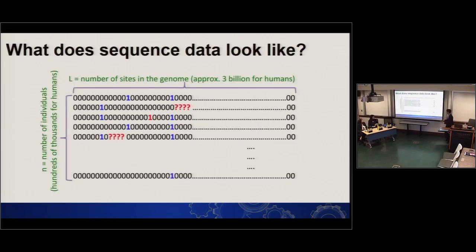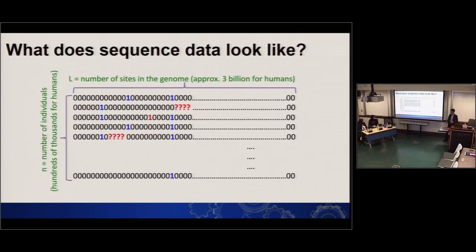So what does this data look like? Really, you can think of it as a matrix. The rows are the number of individuals and the columns are the number of sites along the genome. So 3 billion sites in the genome for humans, and hundreds of thousands of humans. This is really big data, really, really big data. And even to get here, we had to sequence much, much more data to get this nice data set.